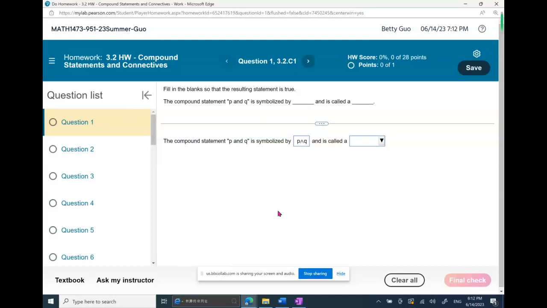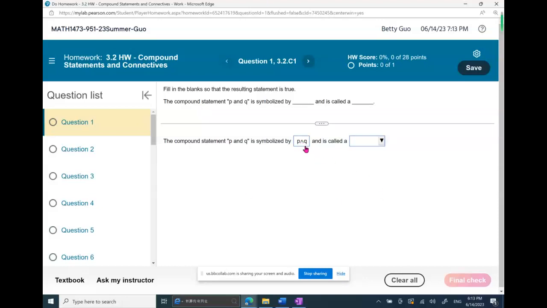A simple statement only states one idea. It is either true or false. If we have a statement that contains more than one simple statement, and those simple statements are connected by using logical connectives, then that statement is called a compound statement. Simply, a compound statement is a statement containing more than one simple statement.